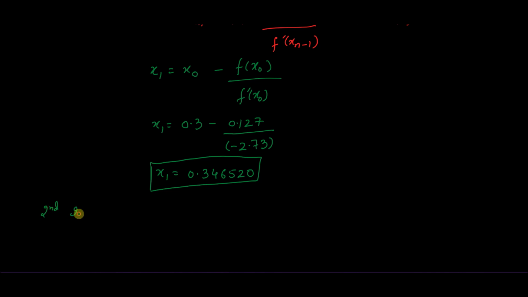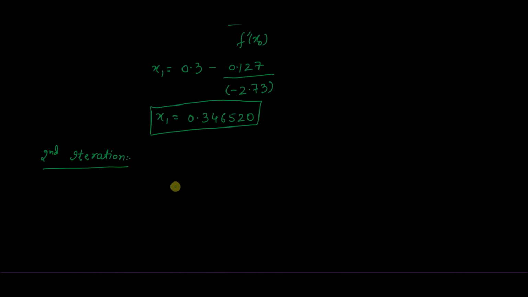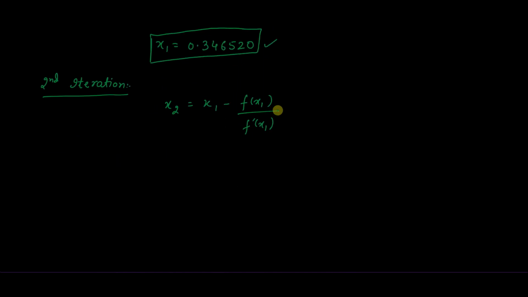For the second iteration, we need to customize the formula by putting n equals 2 into the generic formula. So our customized formula becomes x2 equals x1 minus f of x1 over f prime of x1. We need to substitute the updated approximation into the function and its derivative. So first of all, we need to find f of x1 and f prime of x1. I'm going to replace my values separately.